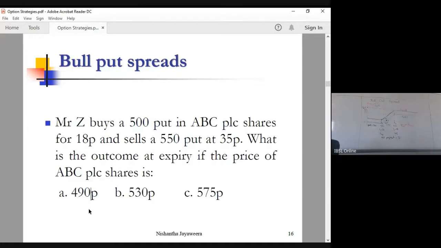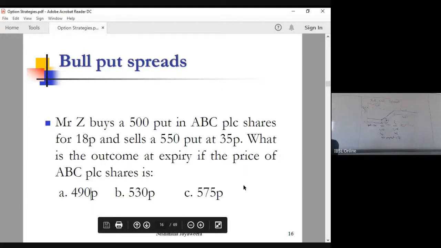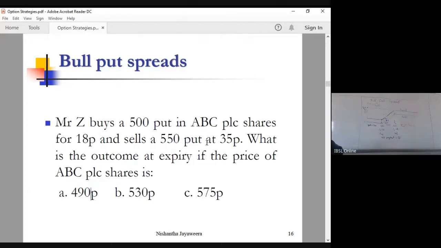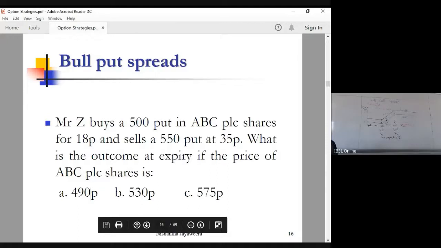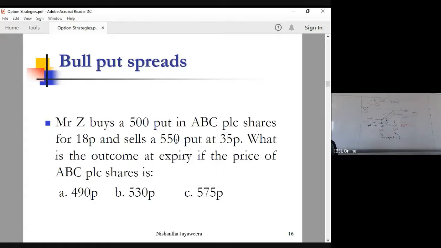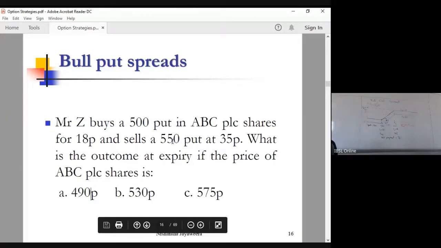What is your net outlay? At the beginning you pay 18, receive 35, which means you receive 17 on a net basis. So in this case, net you pay 50, and once you consider the premium that you collected, 50 minus 17, the loss would be minimized to 33. But when the price is at 530, you won't exercise your right, but the other party will exercise. So you have to pay 20 pence here, but you have received 33. That means your profit is 13.